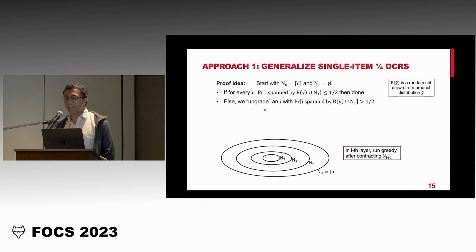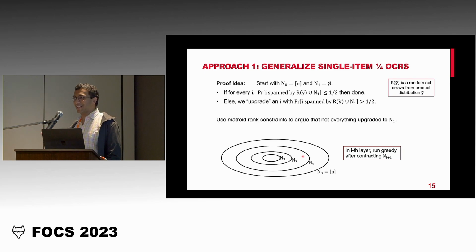So I'm going to upgrade this element i to the next layer. That's the approach. You start off with just the bottom layer, with nothing in a higher layer. If everything is good, don't create any more layers. But if some element is getting into trouble, upgrade that element into the higher layer, and then repeat. That's the construction. So the algorithm is just this: construct this layering in a greedy way, and then run the greedy algorithm in the different layers.